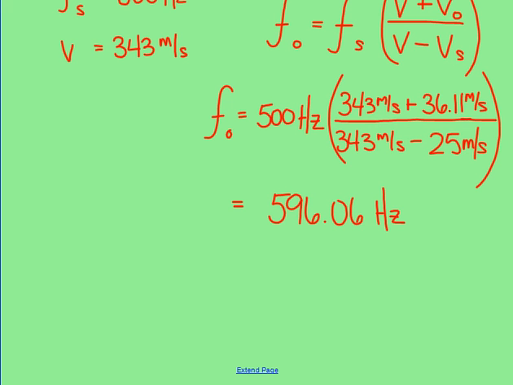I'm going to stop and ask myself, does that make sense? Should my observed frequency be higher than my source frequency? As a matter of fact, it should, because these two objects are getting closer together. So the observed frequency will always be higher if they're getting closer together.